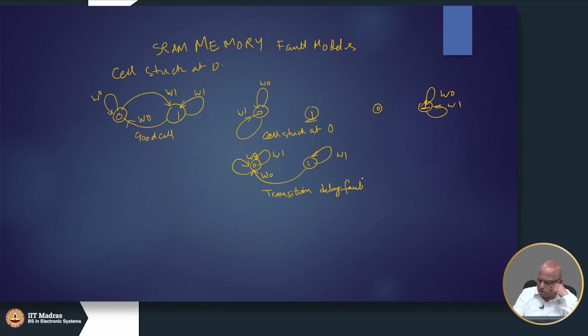That means, it is possible for this cell to be in state 1 at the time of power on, and it will actually stay in 1 as long as you keep writing 1s. Even if you write a 1 on top of it, it does not get corrupted, but the moment you write a 0, after that it is unable to transition. So, this part is missing.